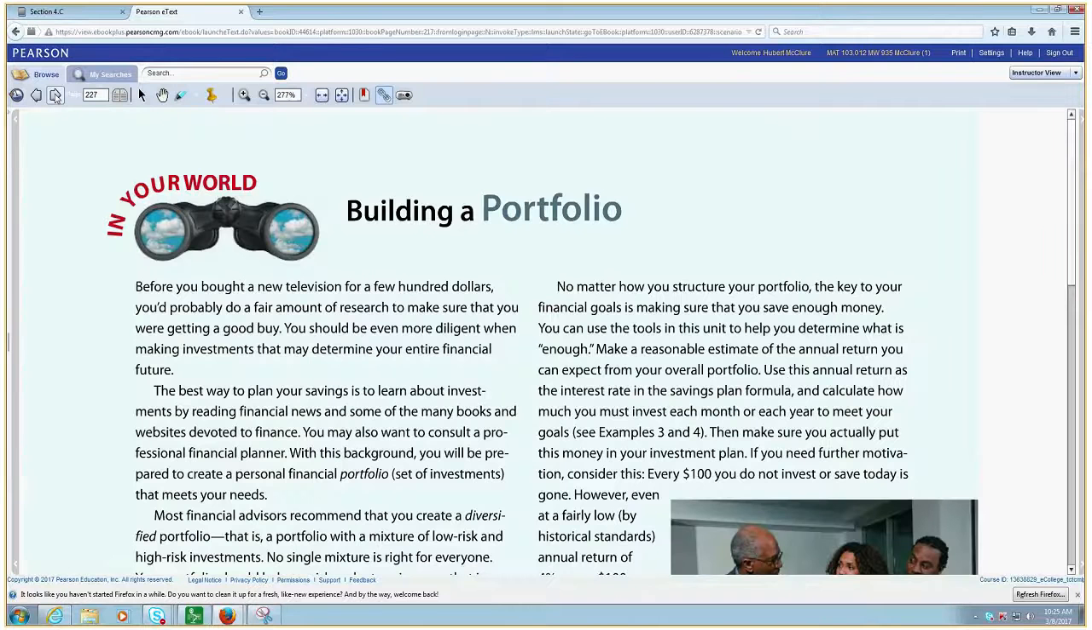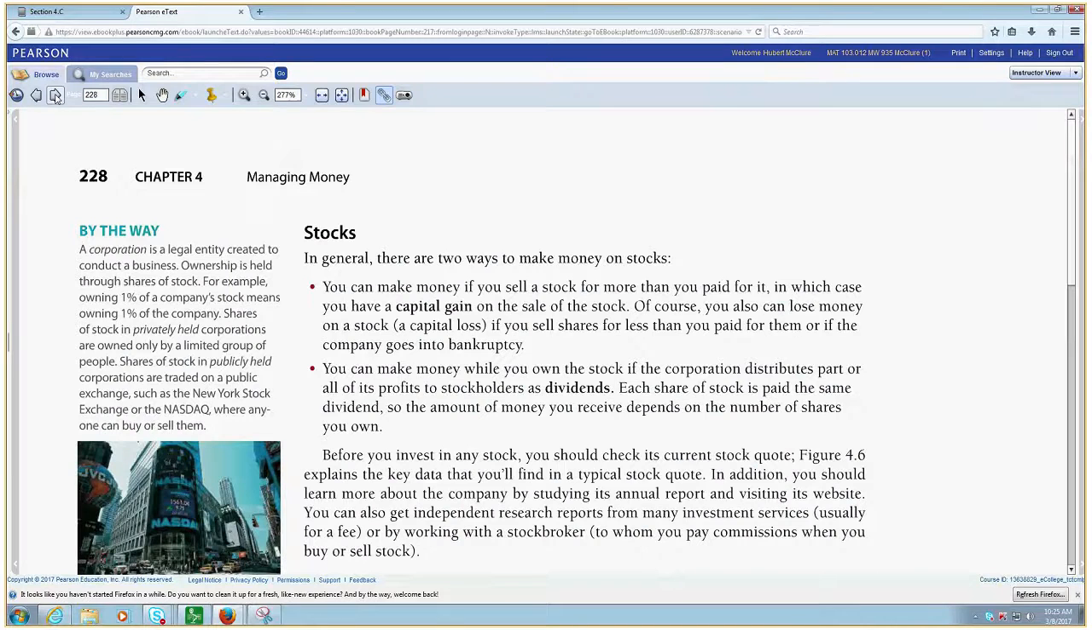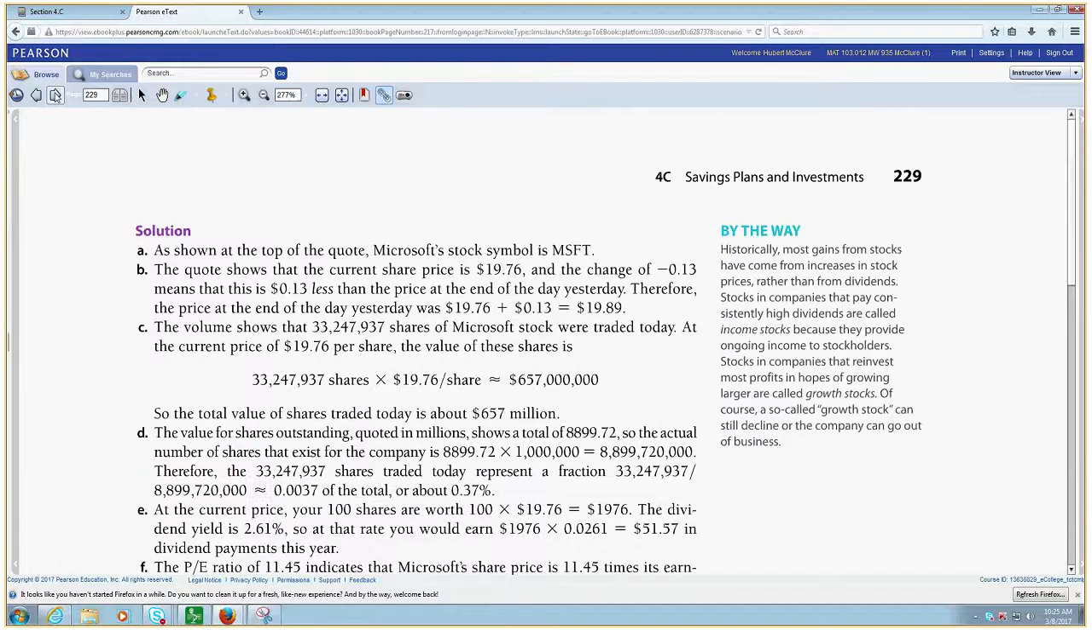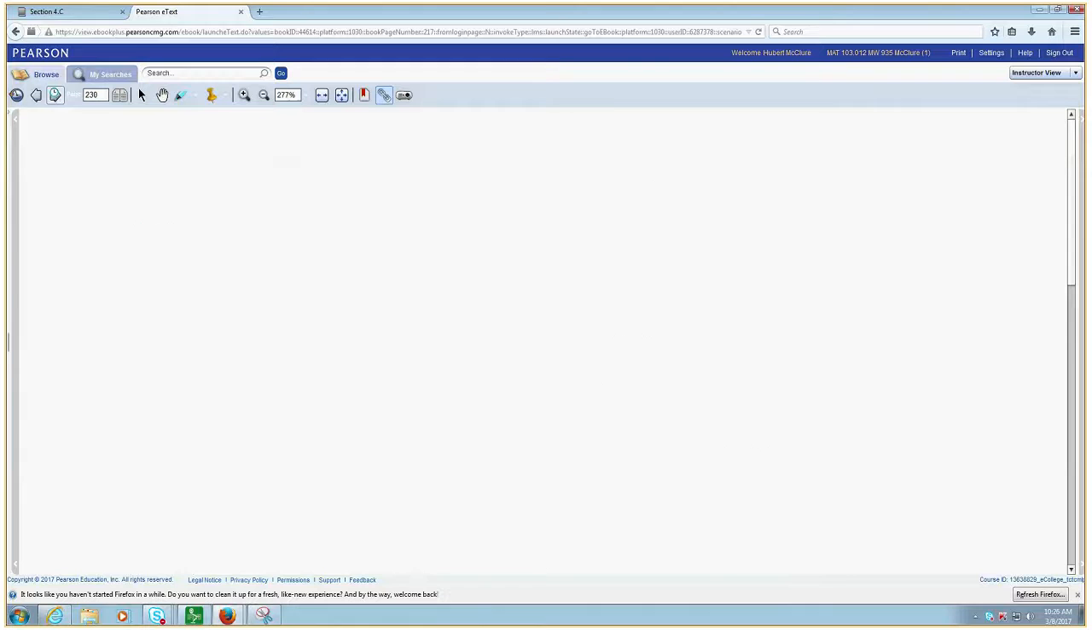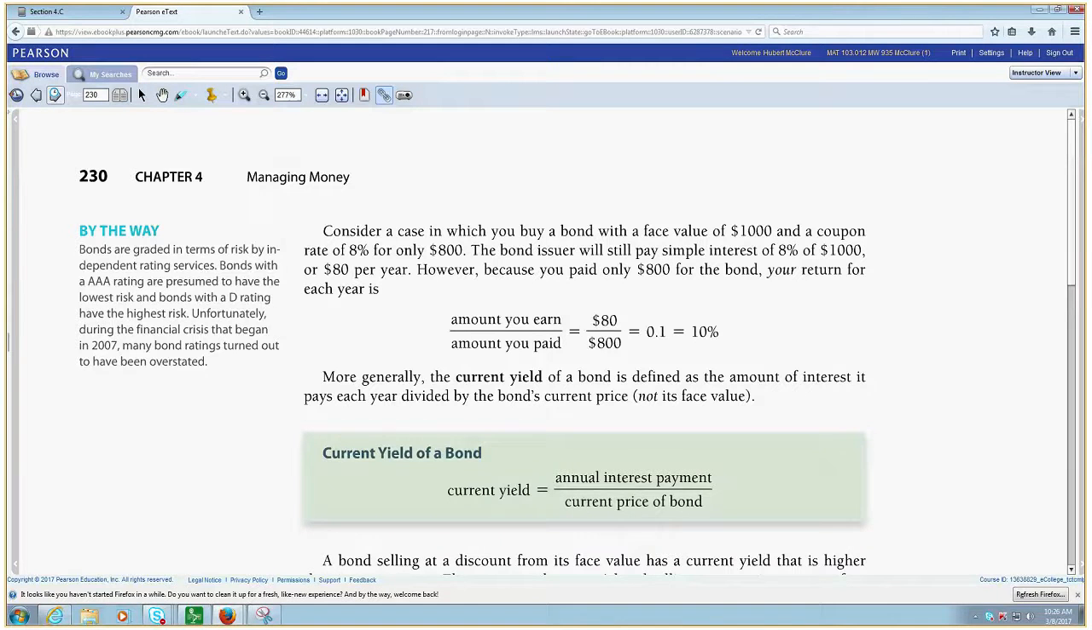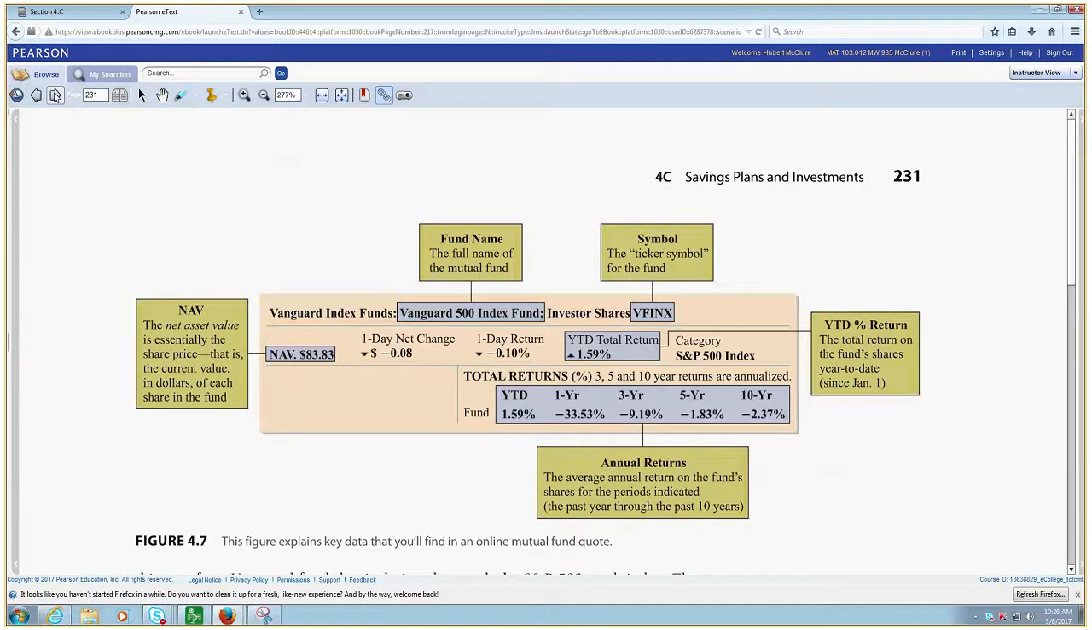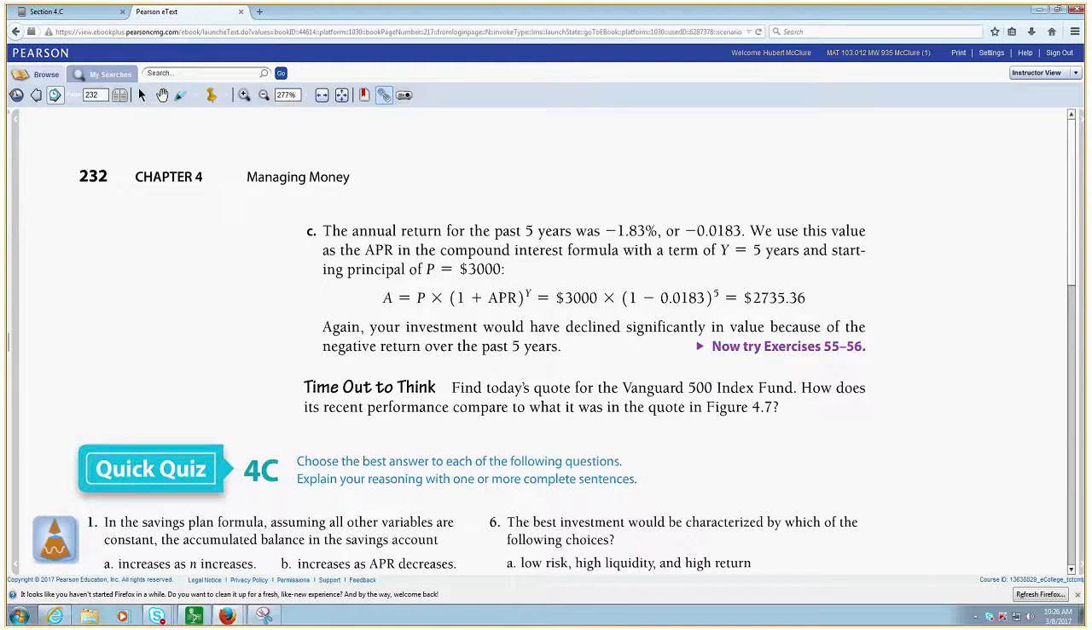The reason I'm going over these formulas first is because the first thing students do is get all confused about all these formulas.